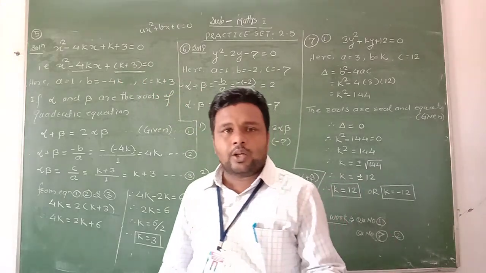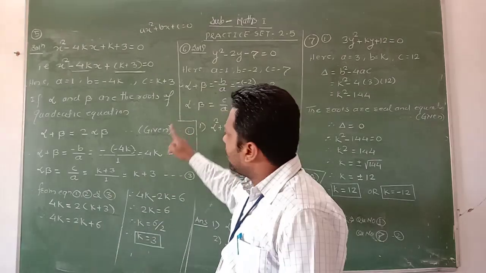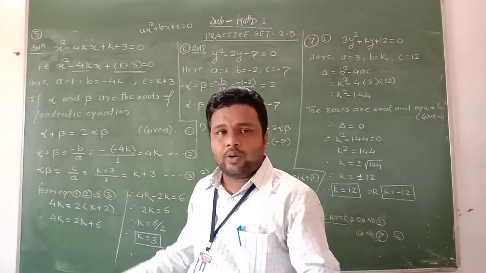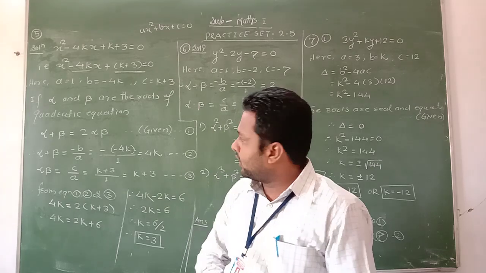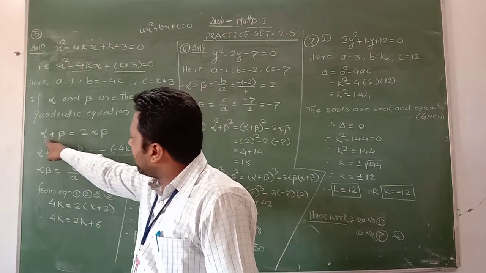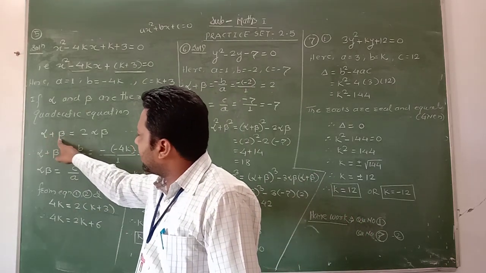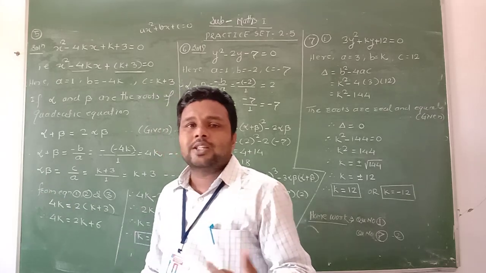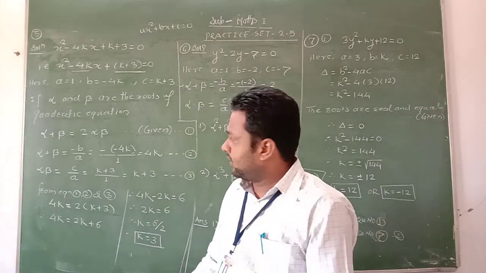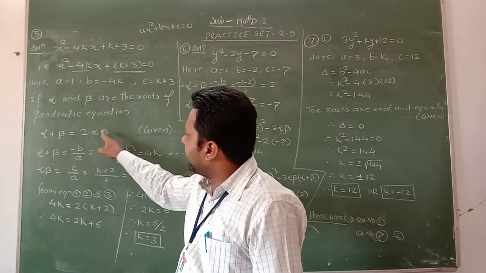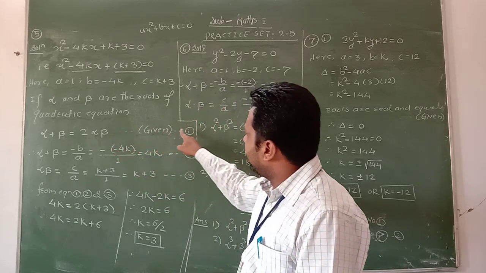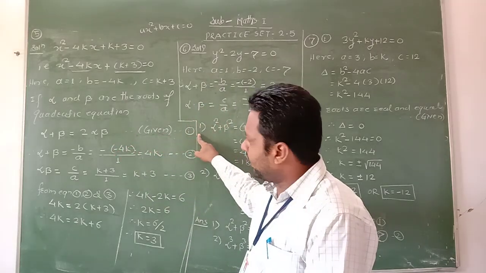If we consider alpha and beta as the roots of the given quadratic equation, now what is the condition given in the question? The sum of the roots, that is alpha plus beta, is equal to twice the product of the roots, that is 2 into alpha into beta. This is given; here we mention it as equation number 1.